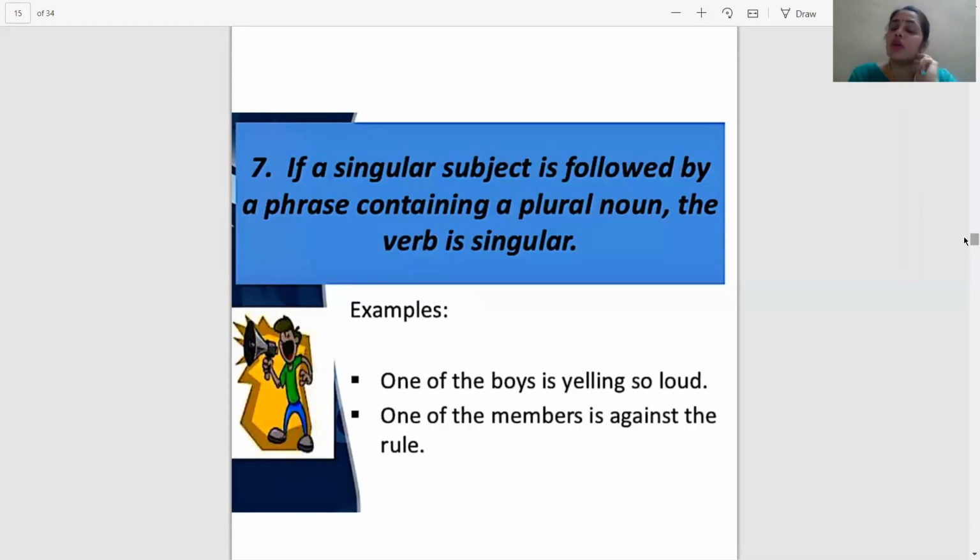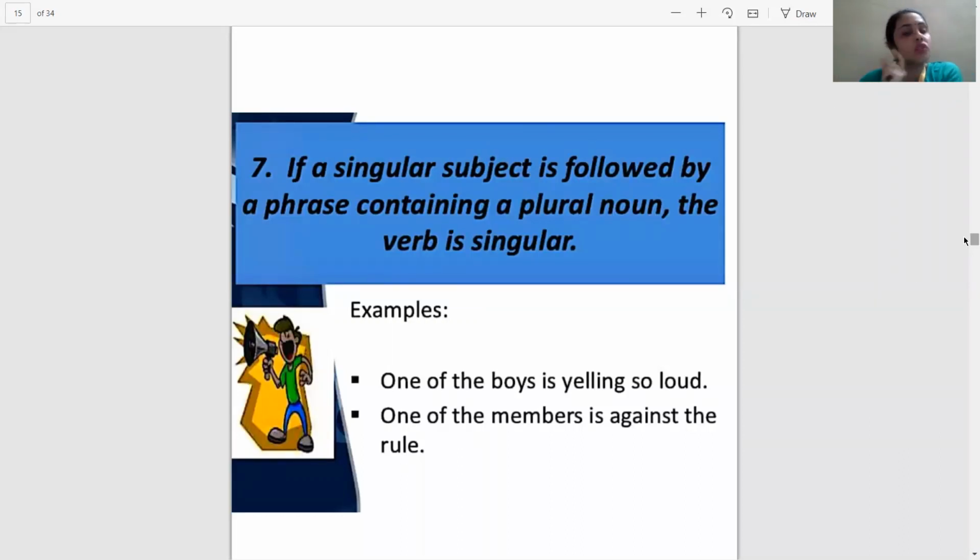Now, children, you should always remember this. One of the boys, one of the girls, one of the flowers, one of the apples in the basket is rotten. In this way, we use this phrase one of the. The next noun becomes plural. One of the boys, one of the girls, one of the students, one of the coaches, one of the teachers, one of the schools.